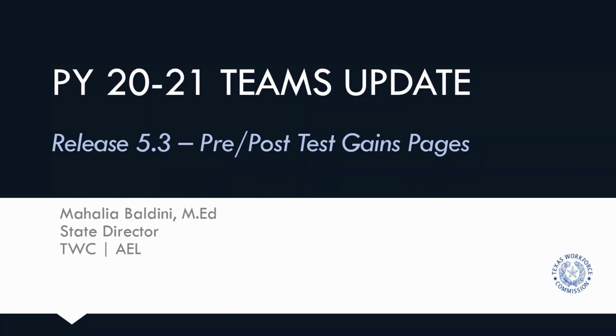So this is going to go over the pre-post test gains pages. With TEAMS Release 5.3, we made some aesthetic changes that you're probably noticing as you're doing your data entry, getting your new program year set up and getting all your participants entered. You've probably seen these changes. What I hope to accomplish today is to go through the why and then the what, meaning what specific changes were made. I think it'll be really beneficial to you and maybe help answer some of the questions that you have.